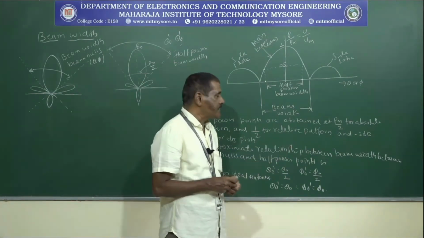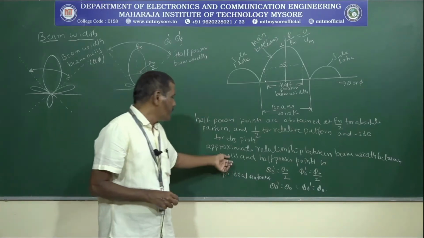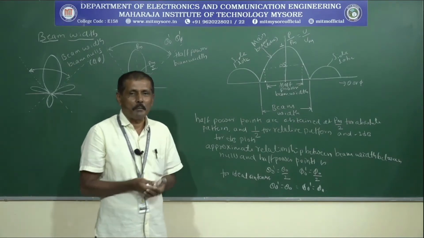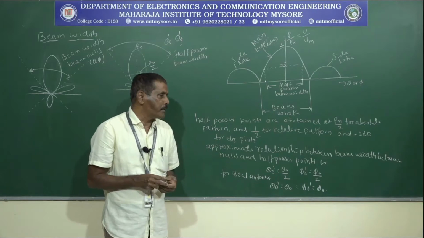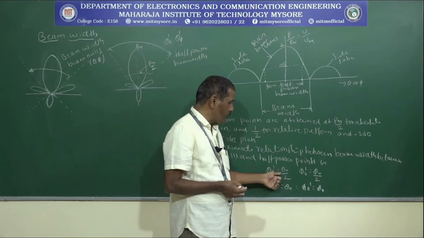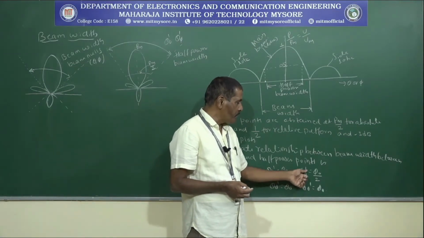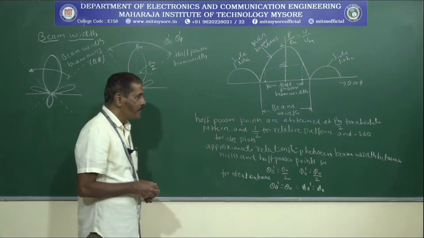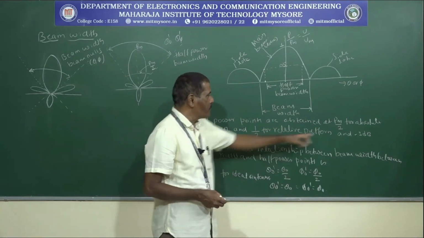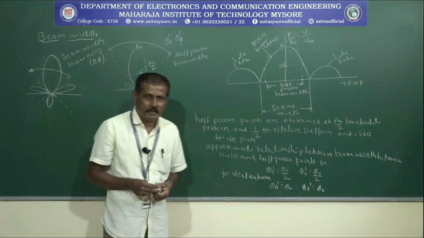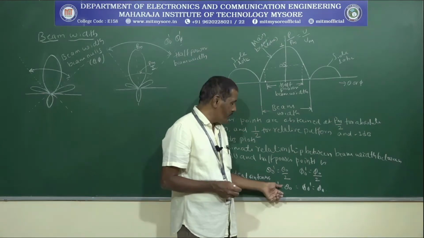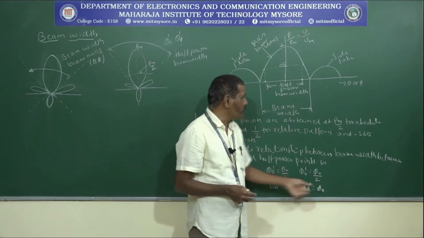And there is an approximate relationship between the beamwidth between the nulls and the half power points. The half power beam widths are theta 0 dash equal to theta 0 divided by 2, and phi 0 dash equal to phi 0 divided by 2. We are dividing by 2 here because it is a half power point. Then for an ideal antenna, theta 0 dash is equal to theta 0 and phi 0 dash is equal to phi 0.